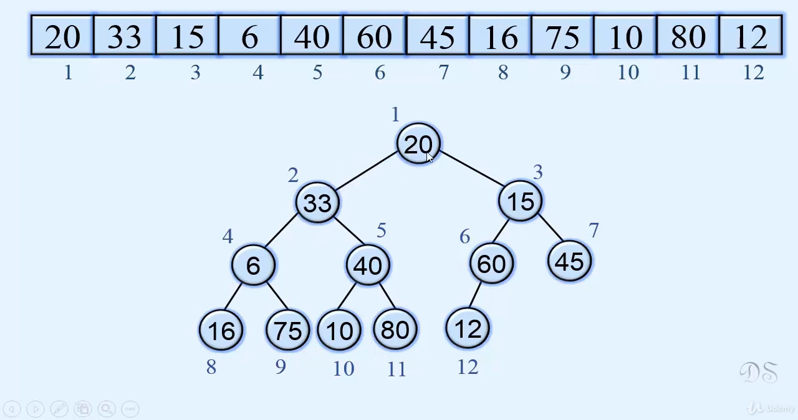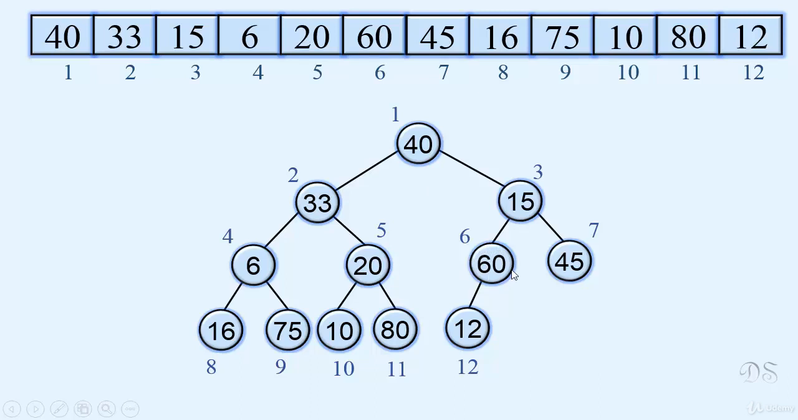Parent is smaller, so 33 goes up and 20 comes down. We call restore up for this one. Parent is bigger, so nothing has to be done. We call restore up for this one. Parent is bigger, so again nothing has to be done. Then we call restore up for this one. So 20 comes down, 33 comes here and 40 goes here.